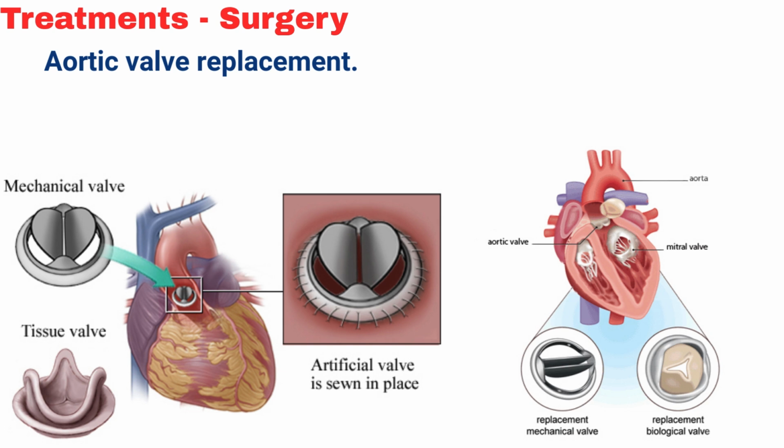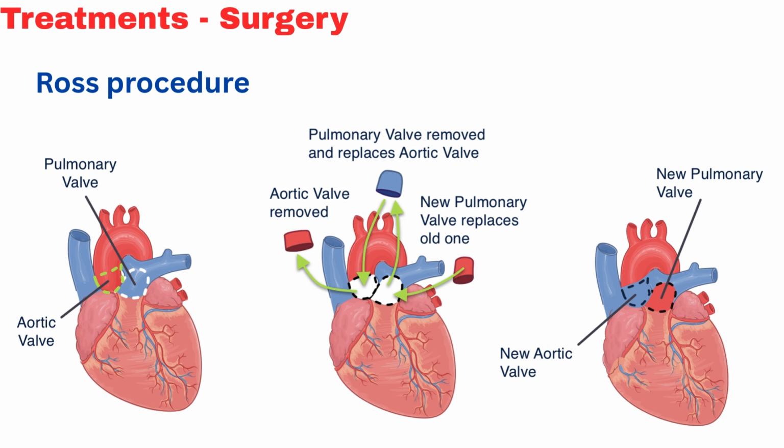Next procedure is aortic valve replacement. Aortic valve replacement is often needed to treat aortic valve stenosis. In aortic valve replacement, the surgeon takes out the damaged valve and replaces it with a mechanical valve or a valve made from cow, pig, or human heart tissue called a biological valve. Sometimes the aortic valve is replaced with the person's own lung valve, called the pulmonary valve. The pulmonary valve is replaced with a biological lung tissue valve from a deceased donor. This more complicated surgery is called the Ross procedure.